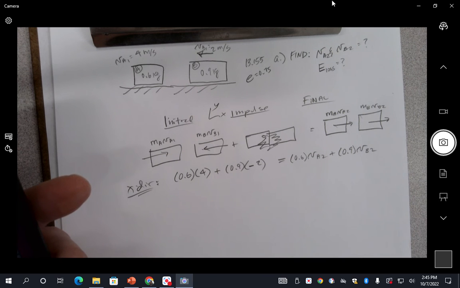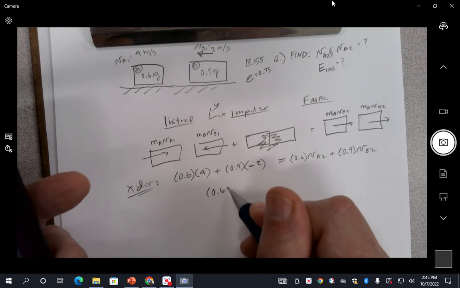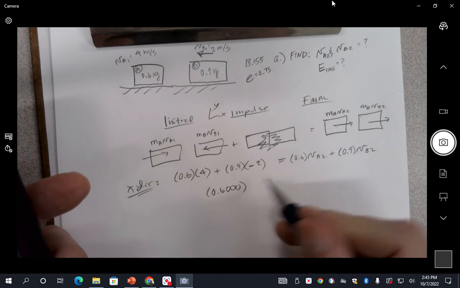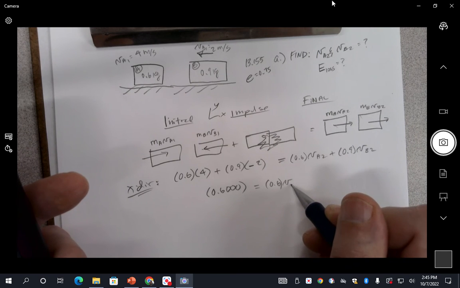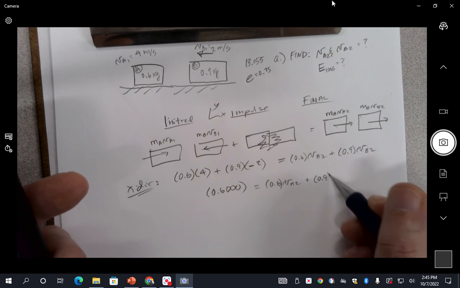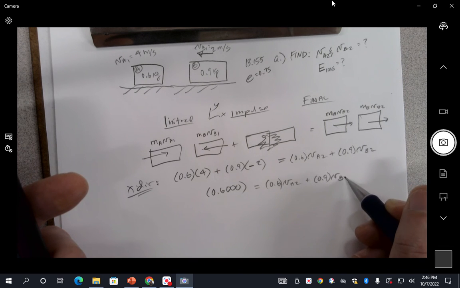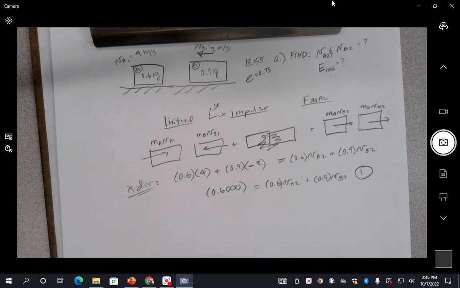So 0.64 times 0.92 times plus. So I end up with 0.6 VA2 plus 0.9 VB2 on the left-hand side. And that's going to be equation 1 for us. Two unknowns.